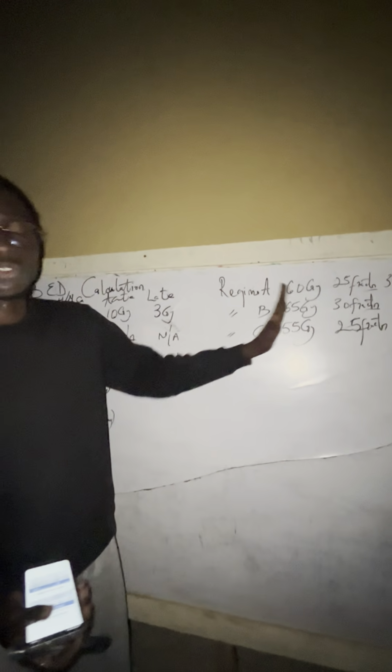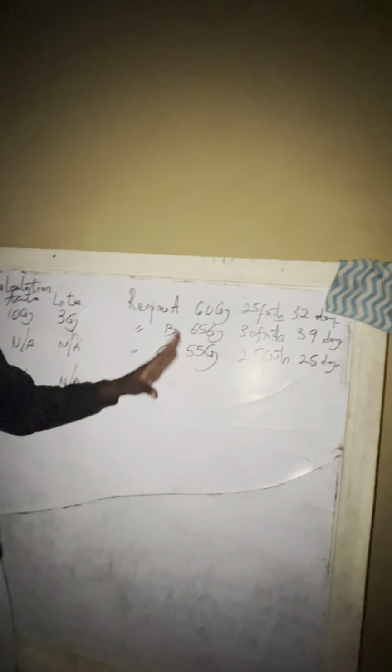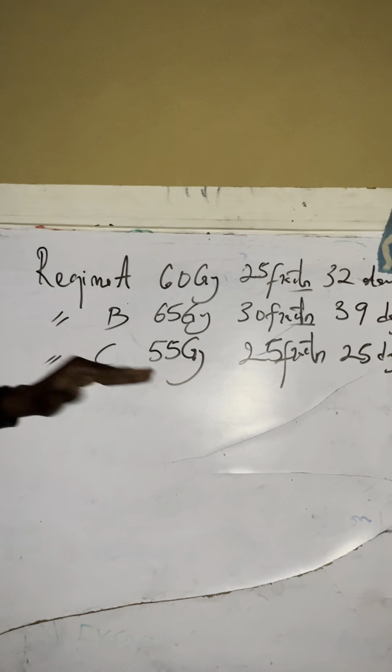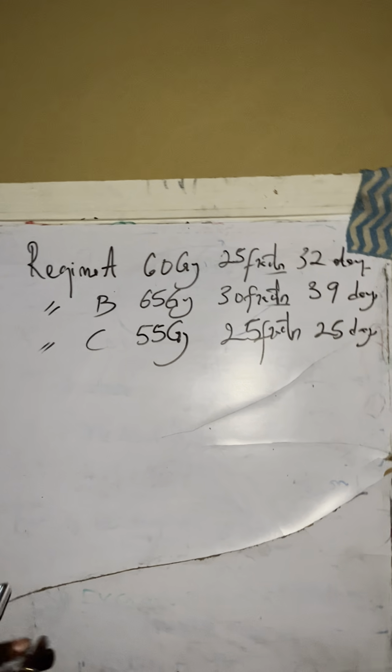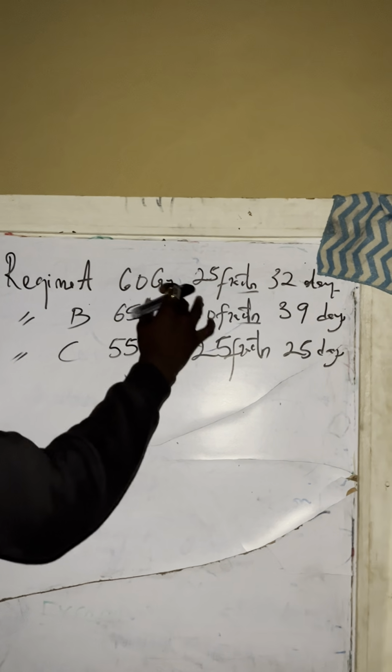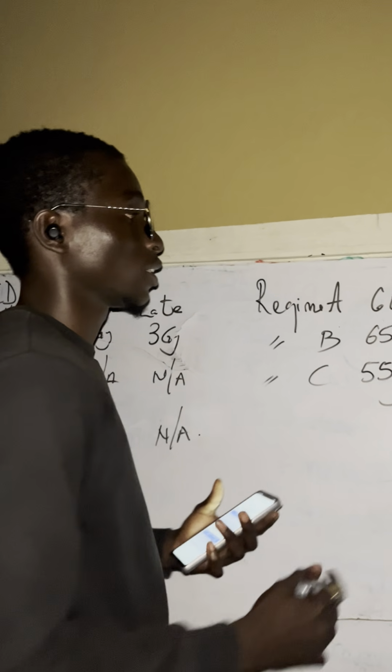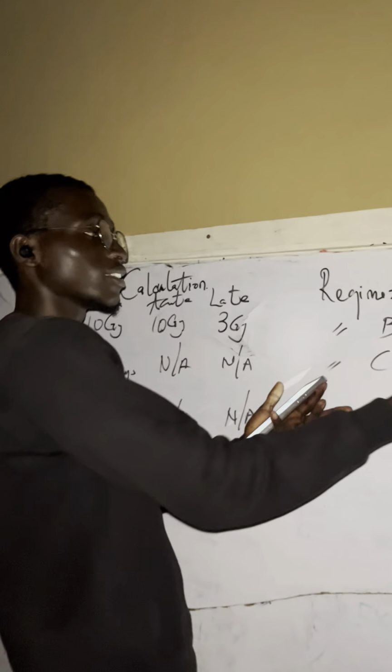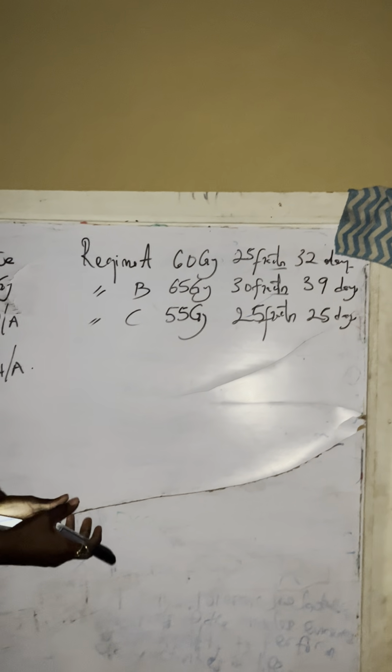regimes. The question before us today has three regimes: regime A, regime B, regime C. And we've gotten different doses that are being used in each regime. In regime A, we've gotten 60 gray of dose. Regime B, we've gotten 65. In regime C, we've gotten 55 gray. So this is the fraction. The fraction is the scheduled period through which the dose is being given, and we've gotten 25 for regime A, 30 for regime B, and the same for regime C.